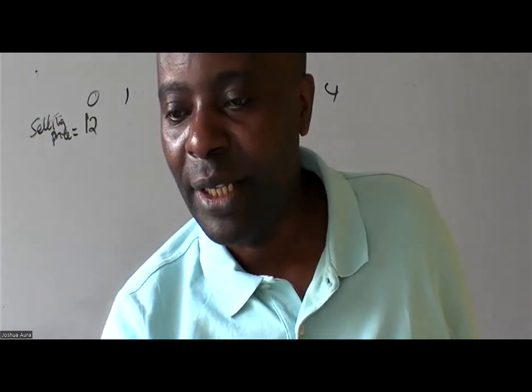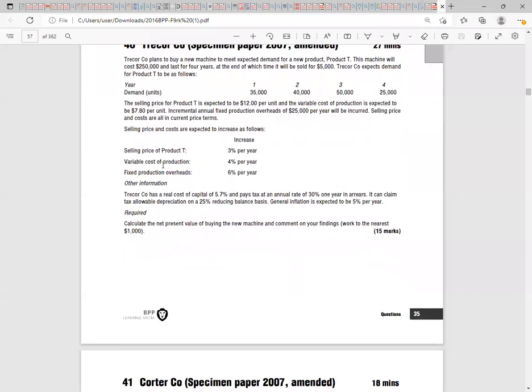They have given us the percentage to increase this with. Wamesema namna gani your percentage? Wamesema hivi, selling price will increase by 3% per year. So selling price will increase by 3% per year.